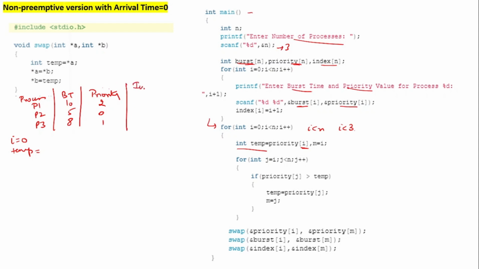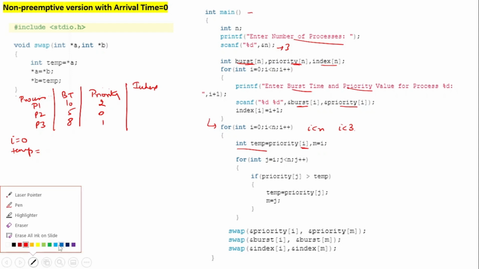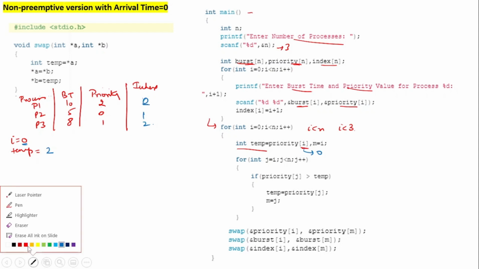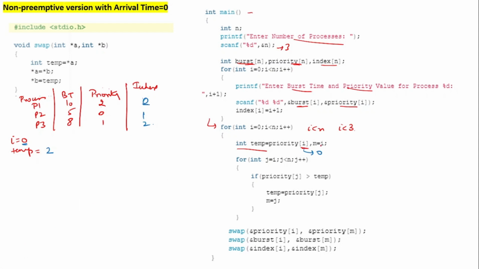Again the indexing would be, let me change the color, indexing is from 0, 1, 2, right? So the value of temp here would be priority of i, that is 0, because i is 0 here. So the value of temp here is now 2, because the priority of the zeroth process is 2. So temp is equal to 2. Now there is another variable m which is equal to i, and i is 0 here.